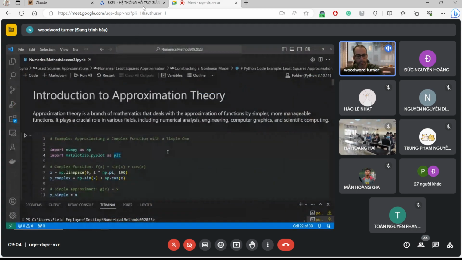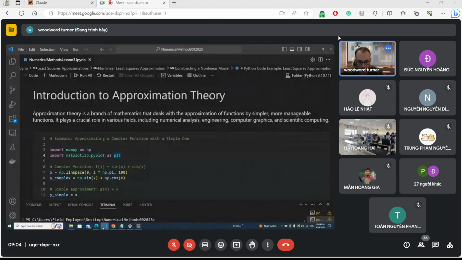Okay, so tonight we're going to go over some approximation theory, and we're going to look at a few different techniques. I'm going to give you a little introduction to it so that you get the idea, and then we'll get into some of the more important techniques. So approximation theory is a branch of mathematics that deals with approximation of functions by simpler, more manageable functions.